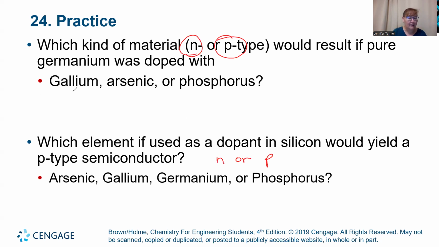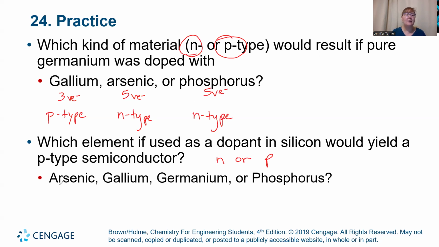Okay, so gallium has 3 valence electrons. So it's going to be a P type because it has less than 4. And arsenic has 5 valence electrons, so it's going to be N type. And phosphorus also has 5 valence electrons, so it's going to be N type as well.